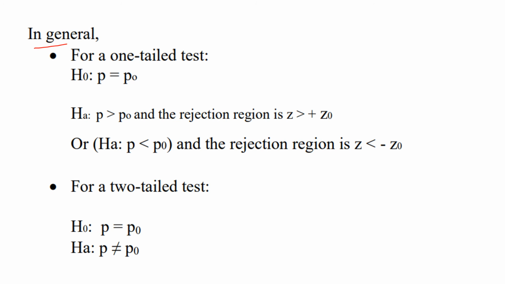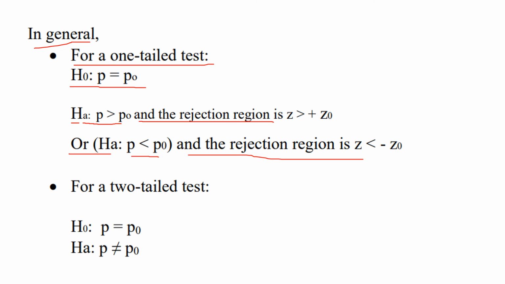So in general, for a one-tailed test, your H0 or null hypothesis is p equal to p0. Then your Ha is p greater than p0, and the rejection region is Z greater than positive Z sub alpha. Or if your Ha is p less than p0, the rejection region is Z less than negative Z sub alpha.